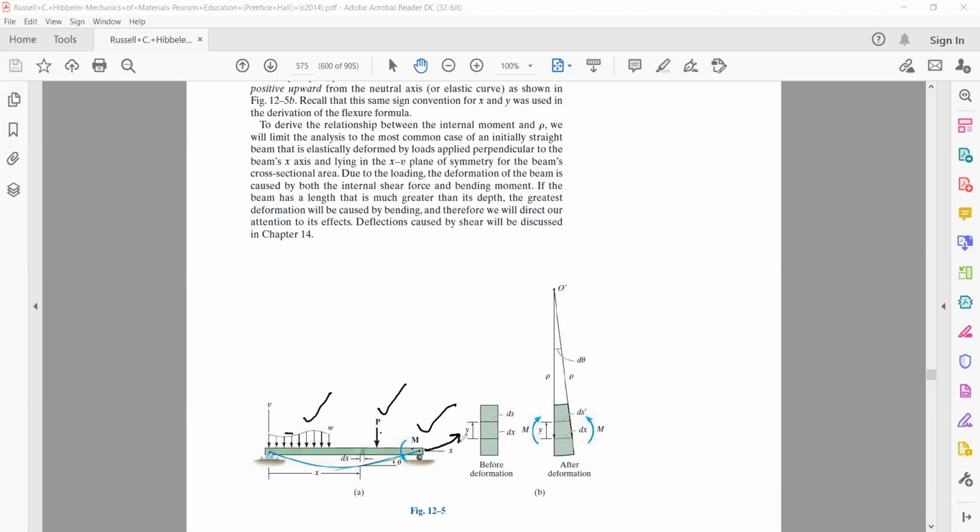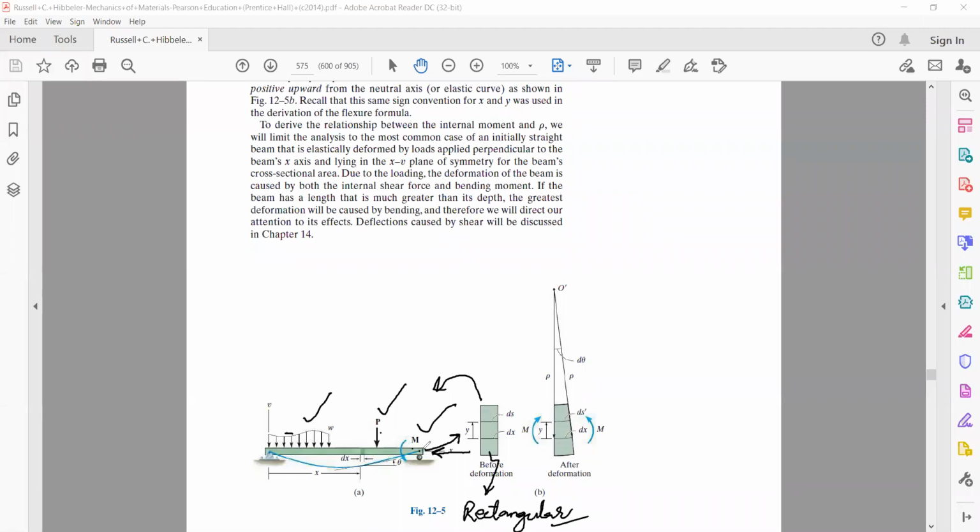Now, if we take any cross section of the beam as is given here, let's suppose that the cross section of the beam is a rectangular cross section. So before the application of the load, the entire cross section is rectangular, because no load is being applied on it. We assume the beam to be of rectangular cross section.